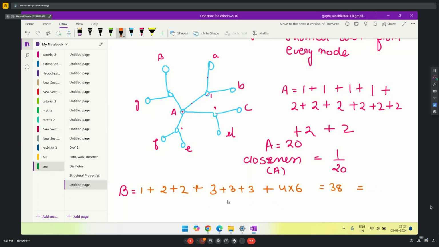So the closeness of B will be 1 by 38. But Vanshika, how do we define this closeness, centrality in words, let's say? Yeah, I'm coming to that. So once you calculate the closeness, what we can say is, here, bring it into decimal. So what will be the decimal of this? It will be 0.05, right?